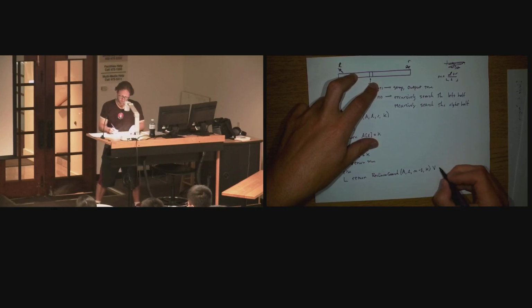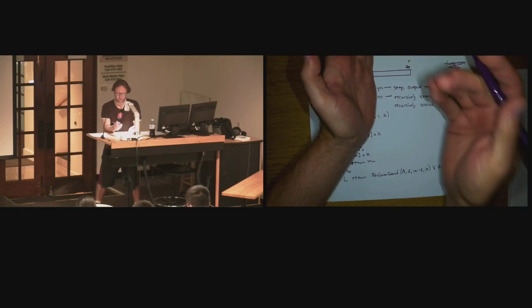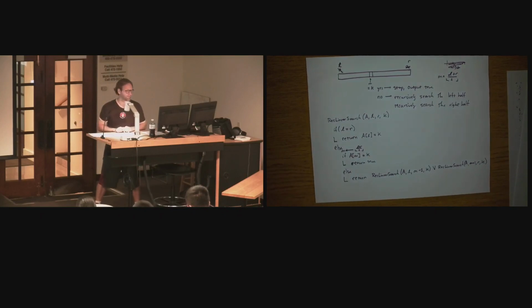Right? Cool. Rec linear search on the right half. A. Now on the right half, L changes to M plus 1, R, and K. There we go. There's a recursive version of linear search. Normally you wouldn't do this, right? If you're going to do linear search, it's just a for loop.